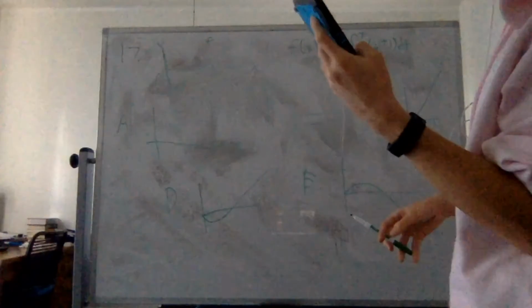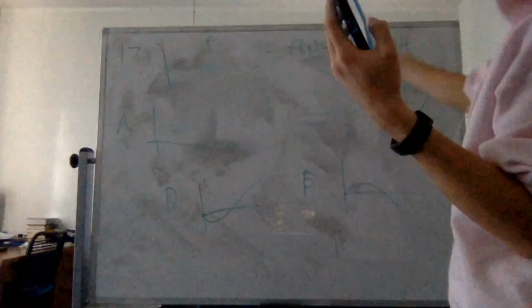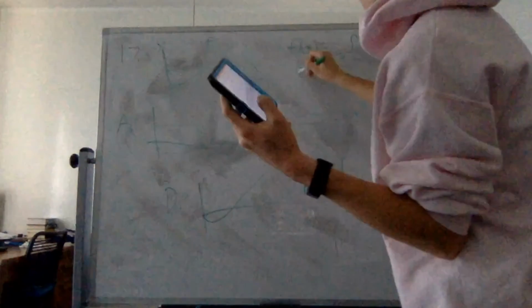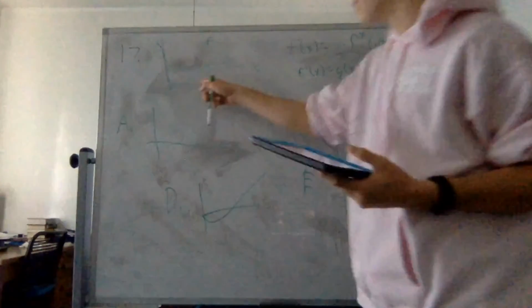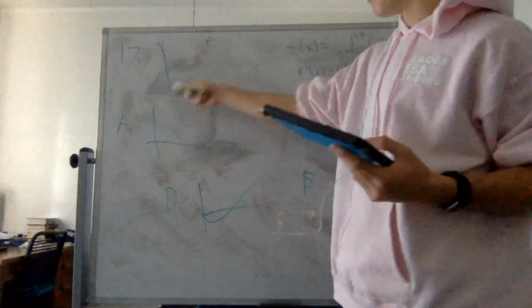Alright, so this one is asking us to find the graph of g of x. So we know that g of x is equal to the derivative of f of x, since f prime of x equals g of x. So for g of x, we want to look at the graph of the slope of f. So if this is just f of x, we want to look at the graph of the slope. Isn't the slope constantly positive here?